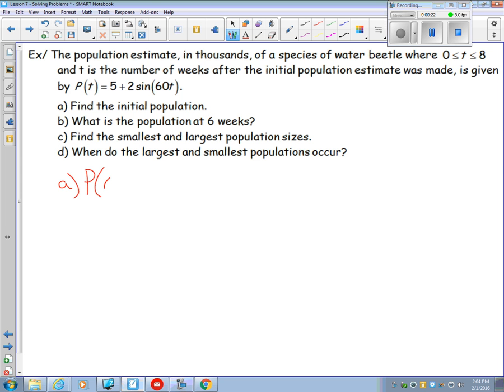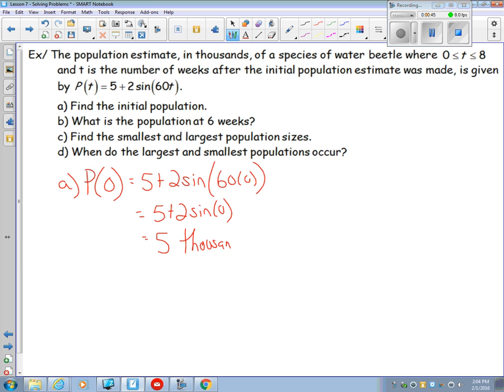Initial means no time has gone by. If I put 0 into this equation for time, 60 times 0, what do I get? And we said we could simplify these if we wanted to, or you can put it all in your calculator the way it looks. You end up with 5. Now remember, it talks about in thousands in the question, so this would be 5,000 beetles, right? It talked about the thousands up here.